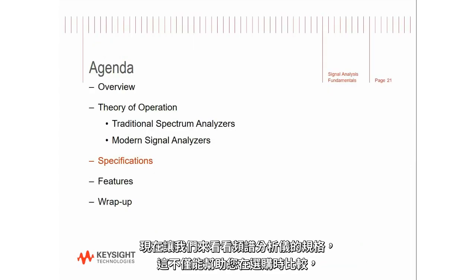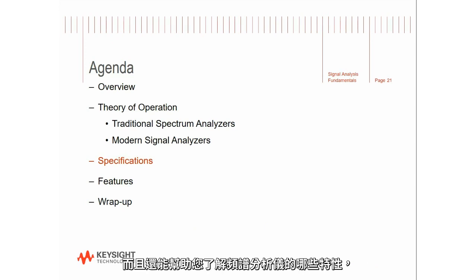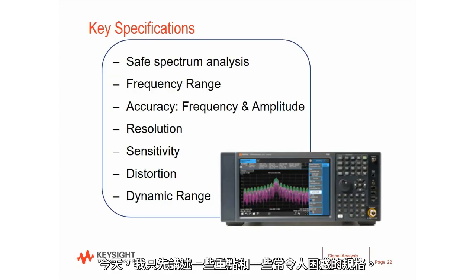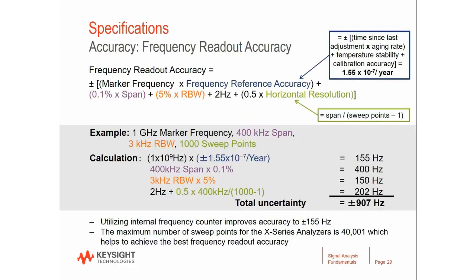Now let's take a look at the specifications of spectrum analyzers. This is not only to help you do comparison shopping, but it's to help you understand which characteristics of a spectrum analyzer matter to your particular application so you can make the right choice. Today I'm just going to cover the highlights and also some of the specs that are most confusing to people and just call it done at that. We'll start by taking a look at the horizontal axis, the frequency readout accuracy.